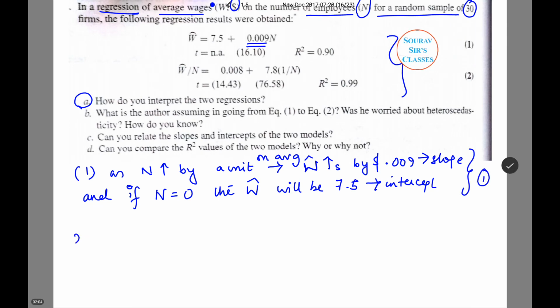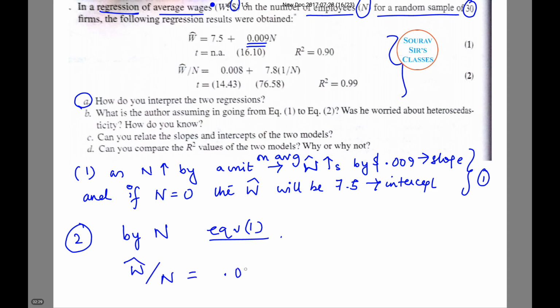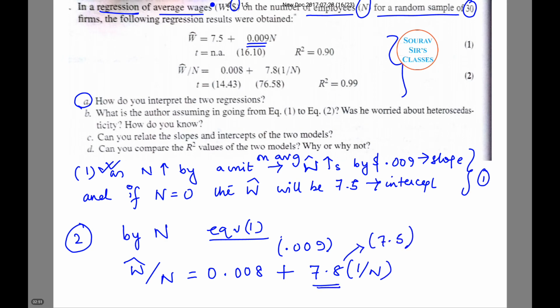Now for equation 2, we see that if we multiply the second equation through by N, then we see that we get quite similar results to equation 1. How can we say that? Because then we have W hat N, 0.008, which is very close to 0.009, which was our slope value in the first equation, plus 7.81 by N, which is very close to 7.5, which was nothing but our intercept value in equation 1. So, after we multiply the second equation through by N, we get quite similar results.